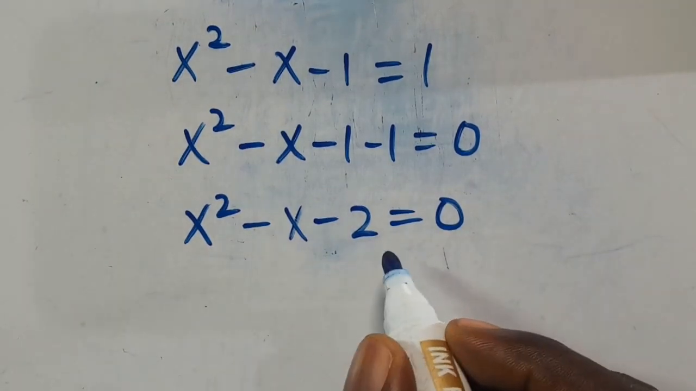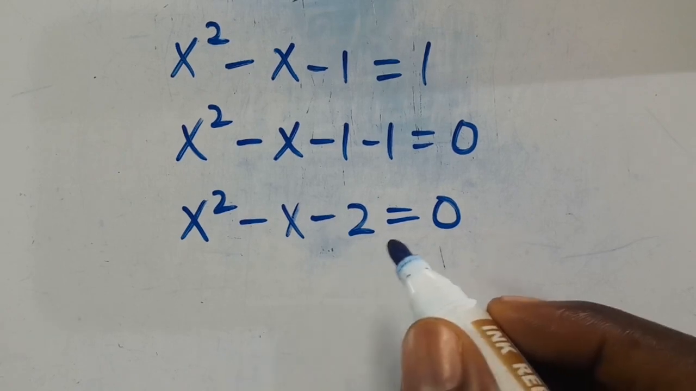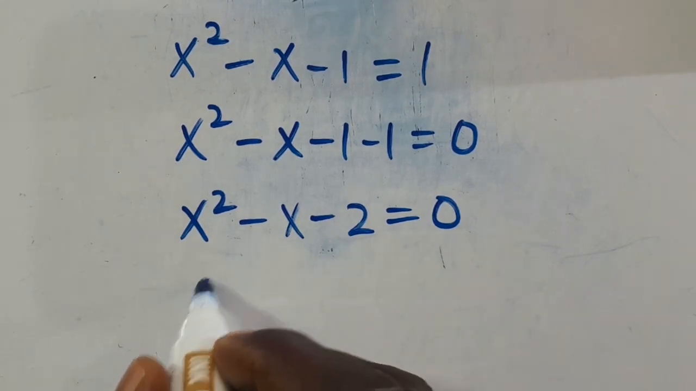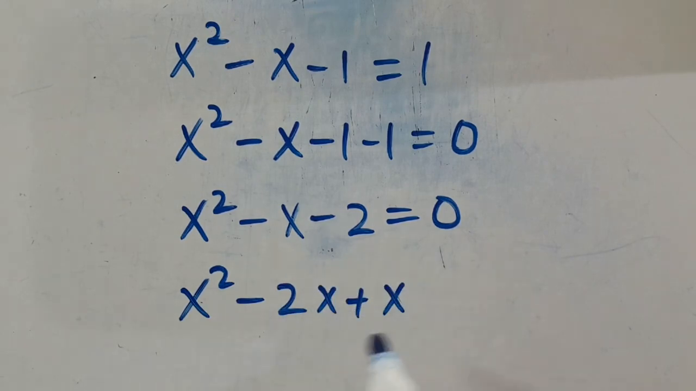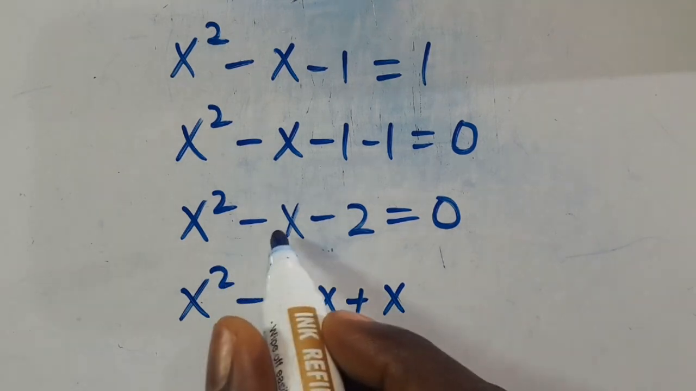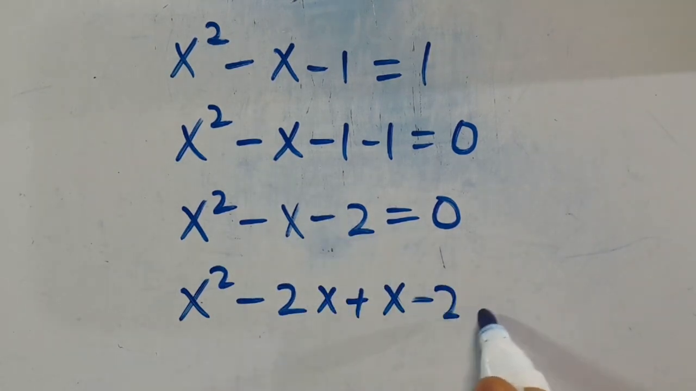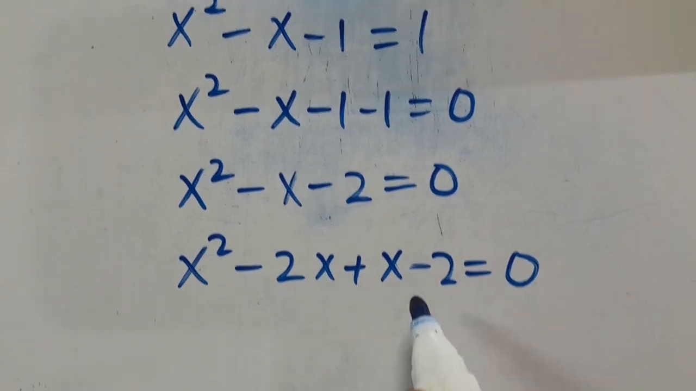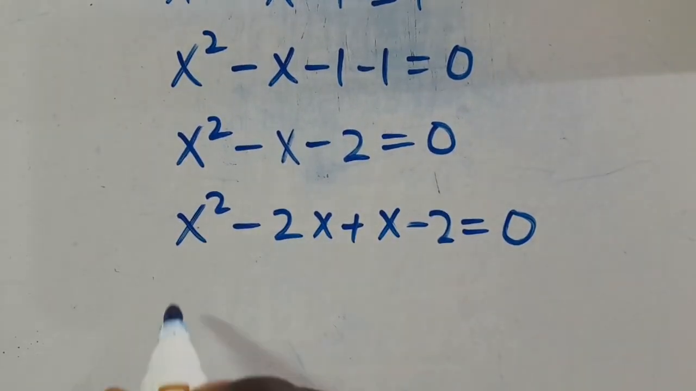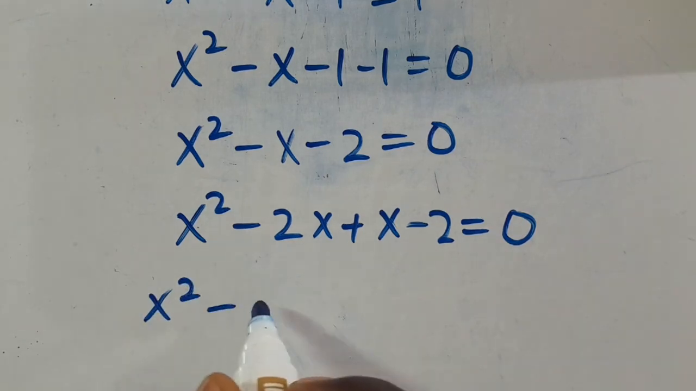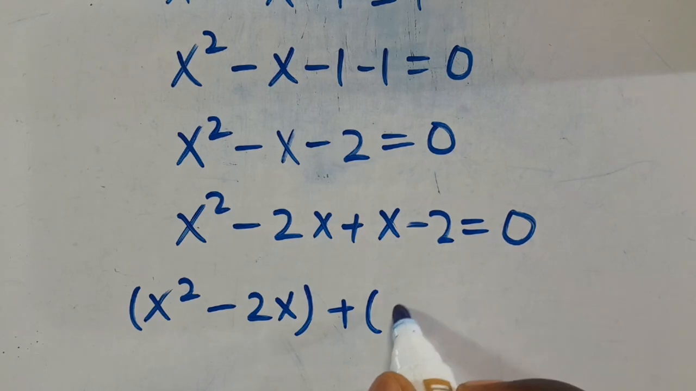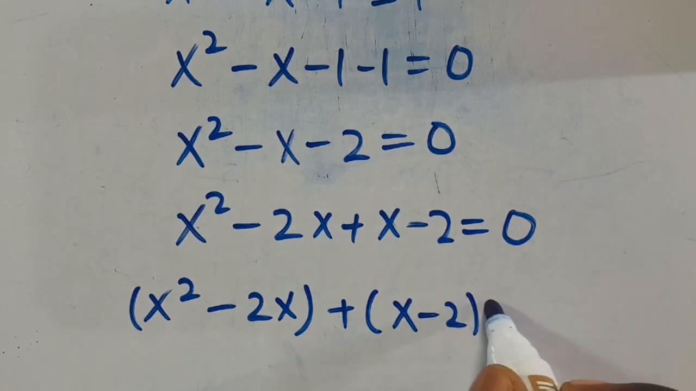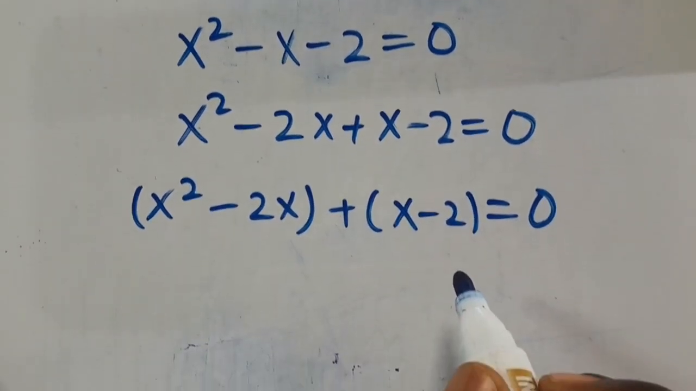Of course, this is a quadratic, and we can solve it using the factorization method, where we have x² − 2x + x, since −2x + x will give us −x. Again, we have −2, then everything equal to 0. Let's group this and this together. We are going to have x² − 2x as this. Likewise, we have plus, let's group this as (x − 2), close it. Then we set everything equal to 0.